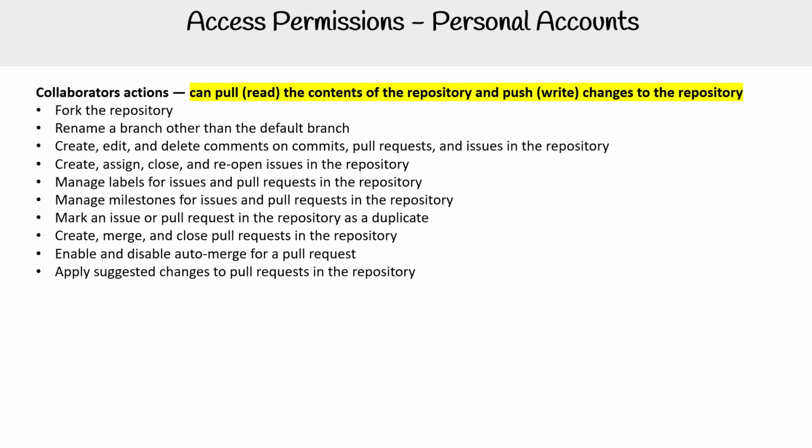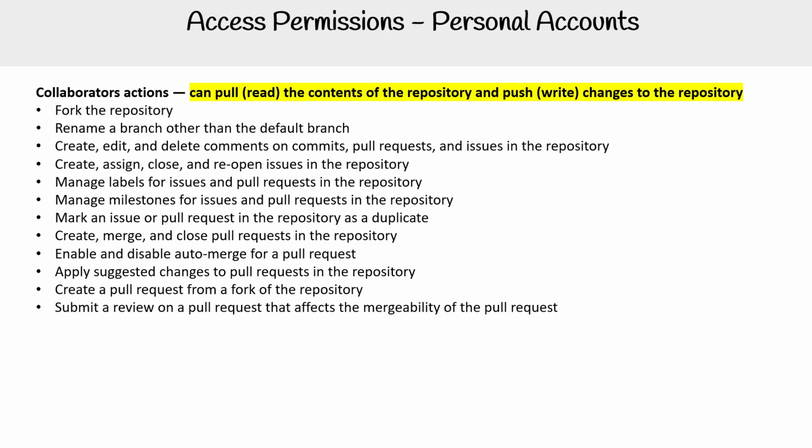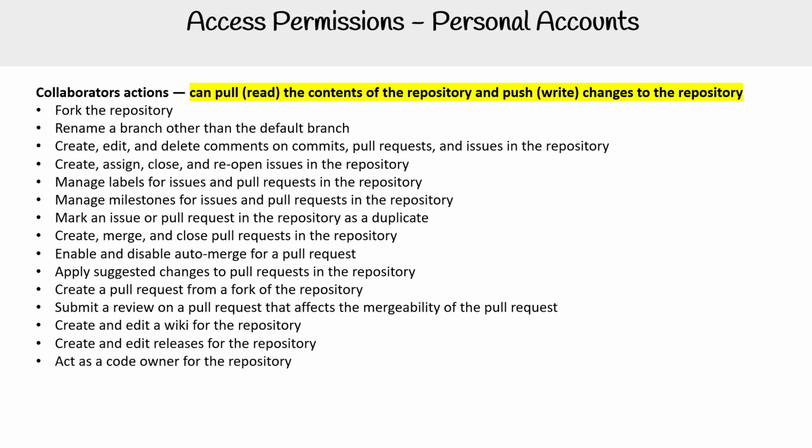apply suggested changes to pull requests in the repo, create a pull request from a fork of the repo, submit a review of a pull request that affects the mergeability of the pull request, create and edit a wiki for the repo, create and edit releases for the repo, act as a code owner for the repo, publish, view, or install packages, and remove themselves as collaborators on the repo.